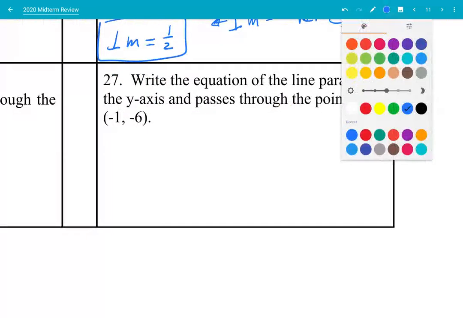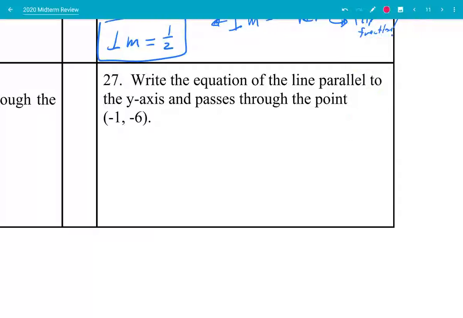Right, write the equation of the line parallel to the y-axis. So the y-axis is up and down. That's vertical. So this is going to be a vertical line that passes through this point. If it's parallel to the y-axis, that means it's a vertical line.